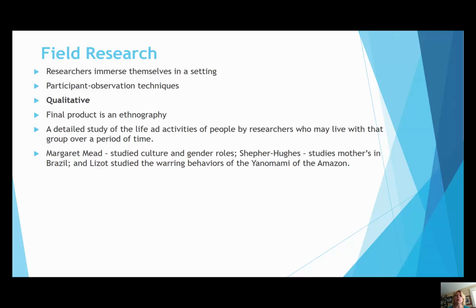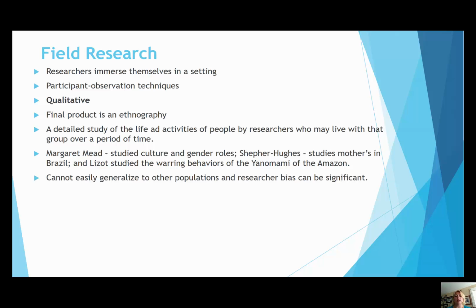Also, Chagnon studied the warring behaviors of the Yanomami or the Yanomamo of the Amazon in Brazil to explain how and why this culture is exceptionally likely to engage in aggression and warring activities, and really how that's increased as the world has industrialized around them and they've had less and less land and resources. So these theories really would support conflict theory.